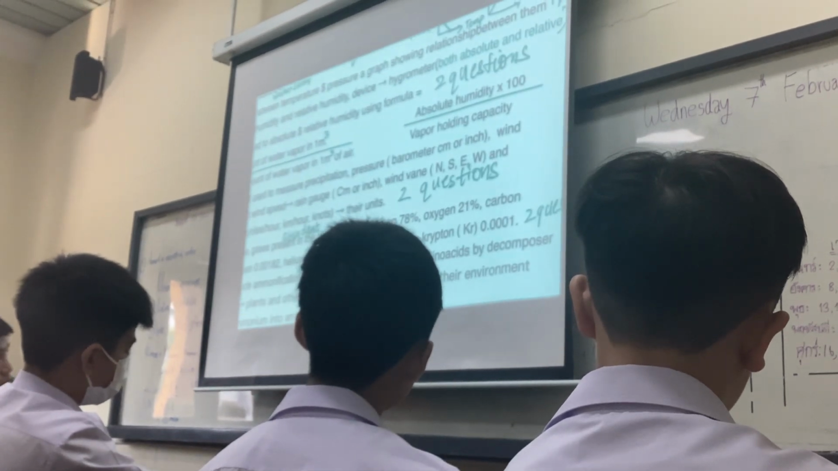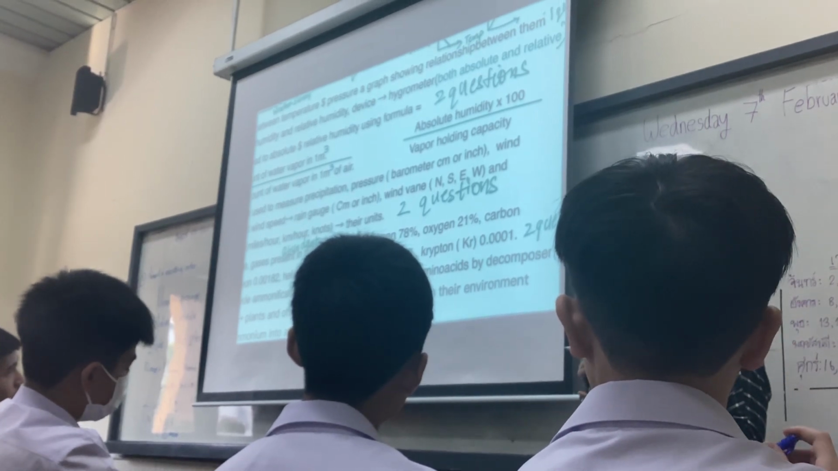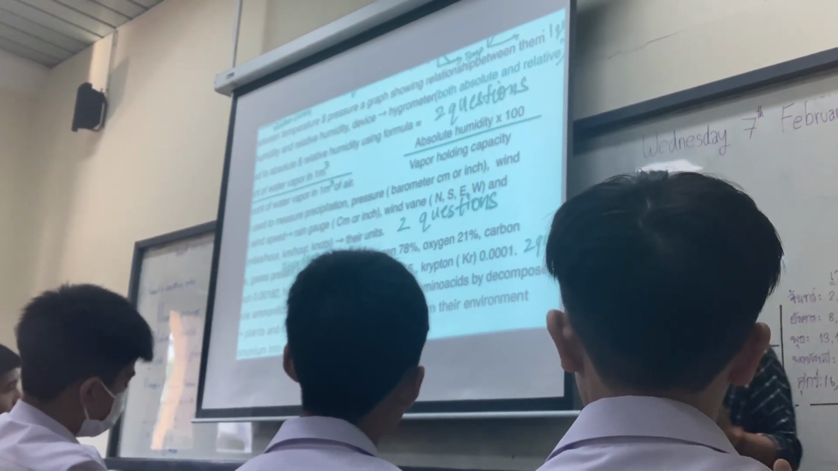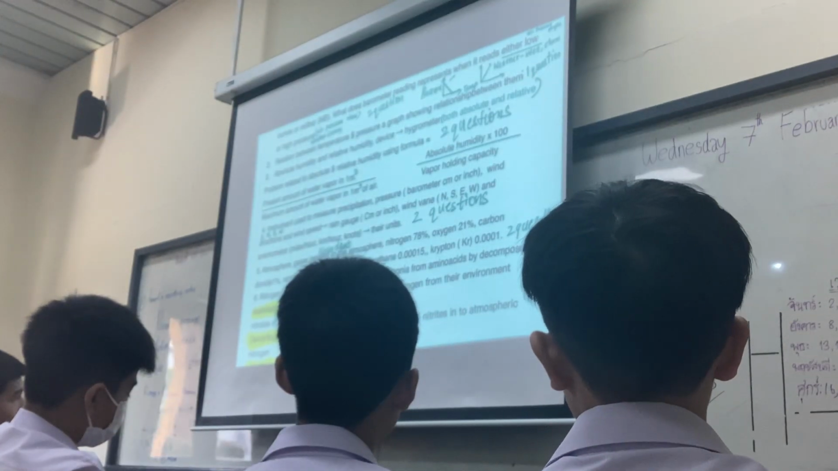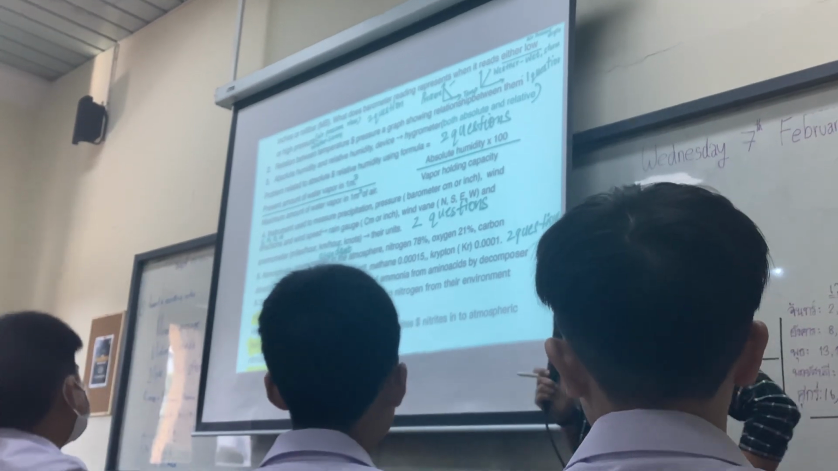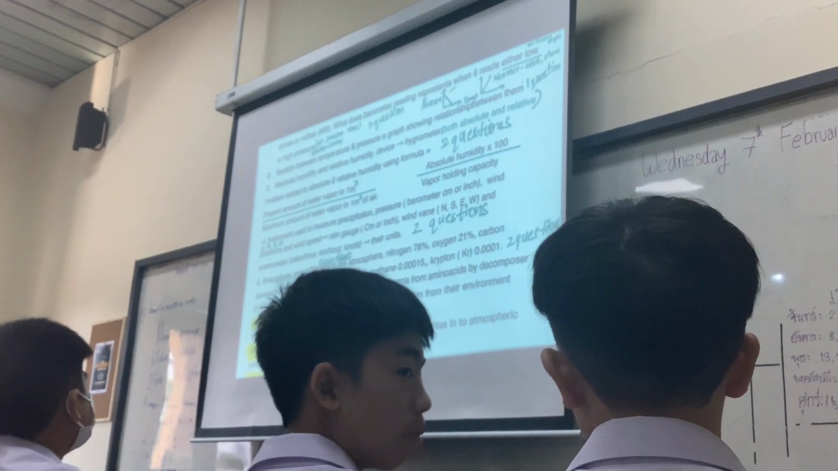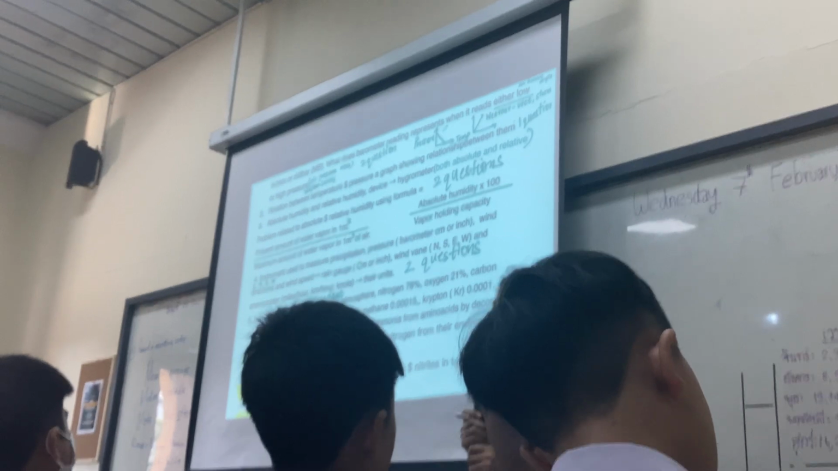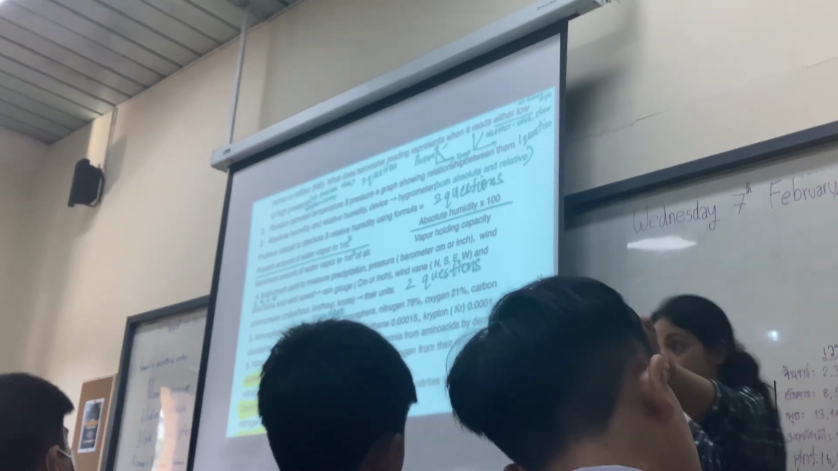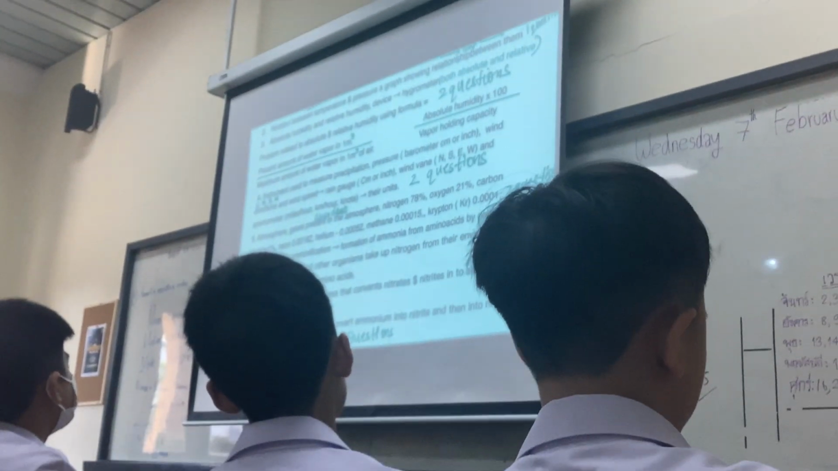Now next comes wind. For wind direction we use north, south, east, west. How about wind speed? What is the instrument that we use to measure wind speed? It should be an anemometer. And what are the units we use to measure wind speed? Knots, miles per hour, kilometers per hour. So it depends upon the question. Read the question and then answer the question.